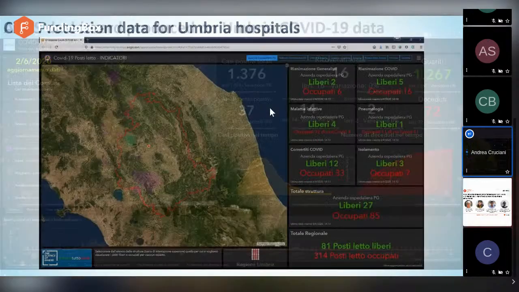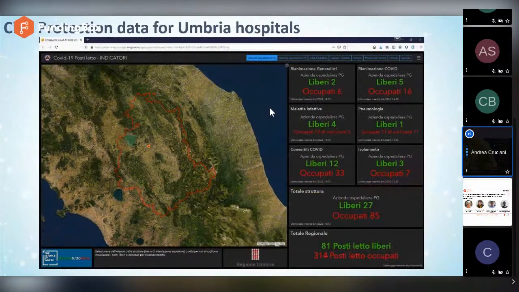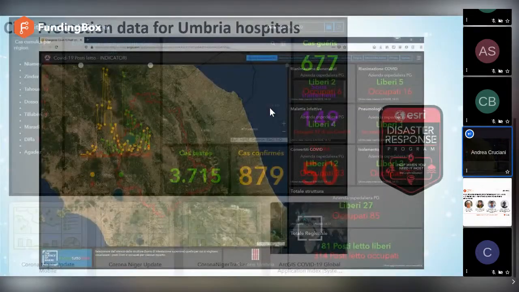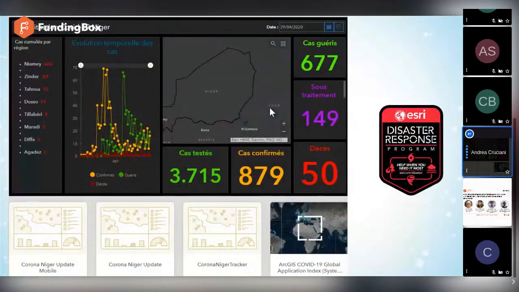The same can be done. This is a very specific civil protection application that we have done for monitoring the hospitals and what is happening, how many places are free, free seats for people, and how many busy seats there are in the several hospitals of the region. And now, this is thanks also to the ESRI disaster response program.